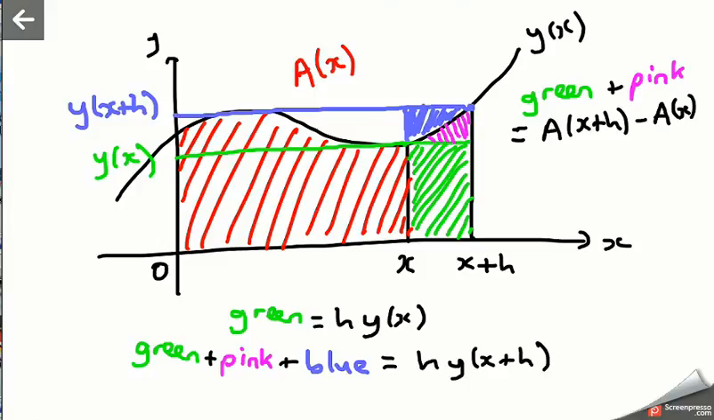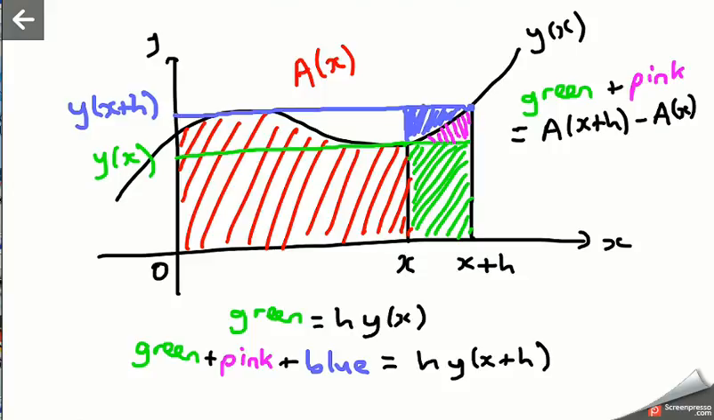Why on earth are we doing this? Well, now we've seen something pretty interesting. Because remember, A of x plus h minus A of x is actually the green area plus the pink area. And we have that the green area is h times y of x, and the green plus the pink plus the blue is h times y of x plus h. And we know that all these areas are positive, and so what that means is green must be less than green plus pink, which must be less than green plus pink plus blue.